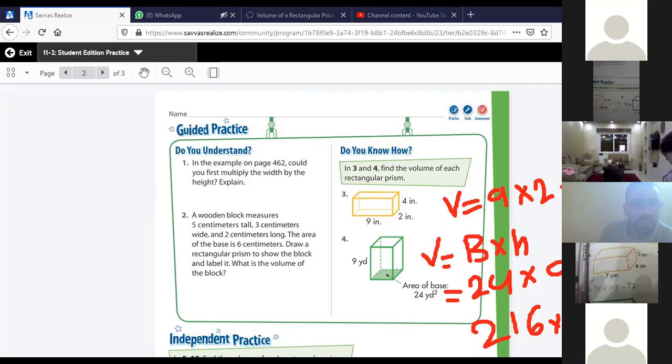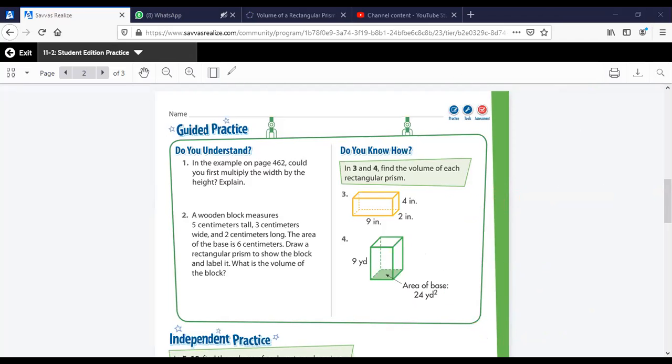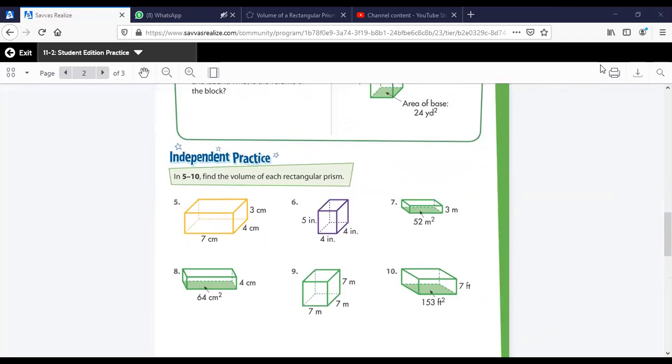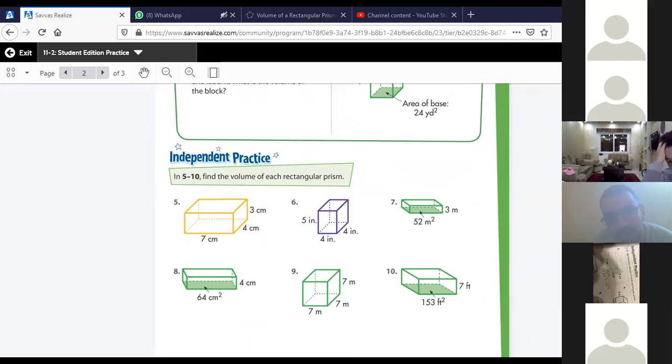Show me your work, guys. Yes, Ahmed. Excellent, Ahmed. Yes, Rania. Ghassan, open your cam. Sadine, yeah, but put the unit. It's centimeter cubed, not centimeter, centimeter cubed. Yes, Ghassan. So it doesn't matter.